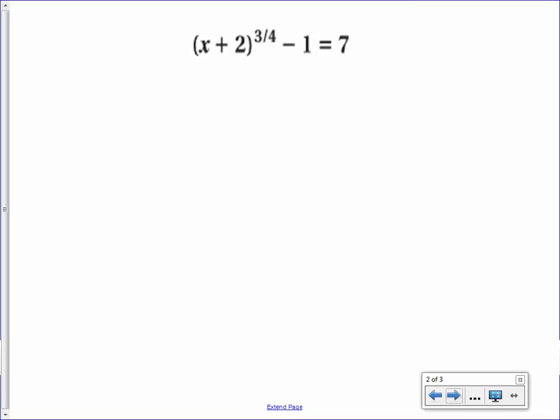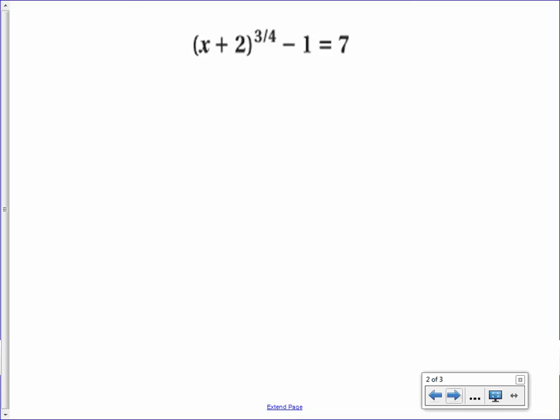This is very similar, only instead of a root, we have a rational exponent. But you should know that those are the same, right? I could write that as a root. That 3/4 power would just be a 4th root. Rather than doing that, I'm going to use a reciprocal of that when I solve this equation. So you'll see how this works.